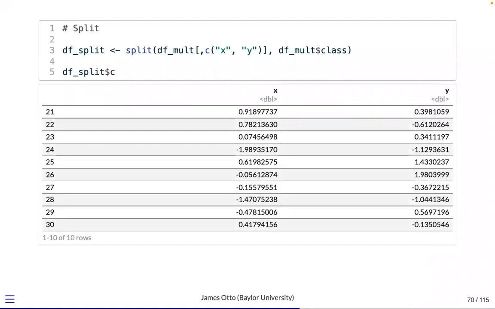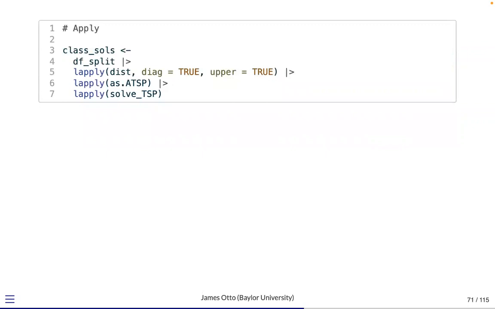After we split it, we need to apply. Apply meaning we need to solve the traveling salesperson problem for each element of df split. Ideally, somehow at the same time without copy pasting. And that's not too hard, right?